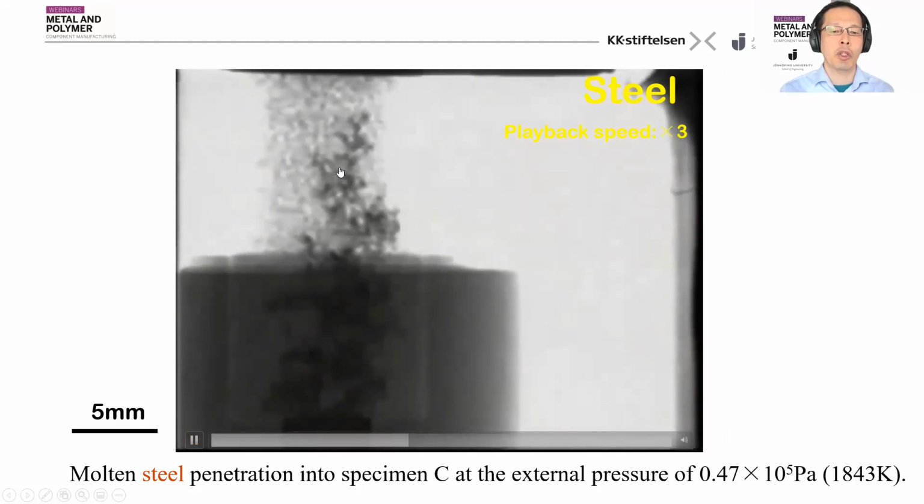But after a while, the penetration will start again. If you see this region, now its penetration is stopped. But we will see, yes, now it's penetrated to here. So sometimes it goes down if we have larger pores downwards. This is the penetration behavior of molten metals.